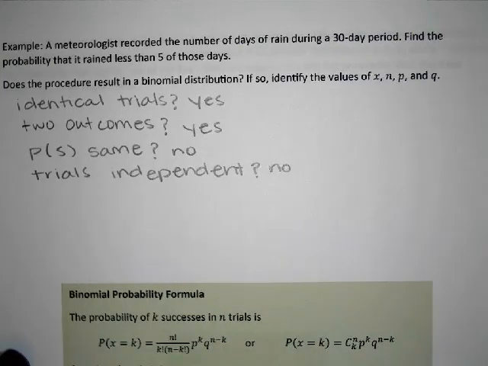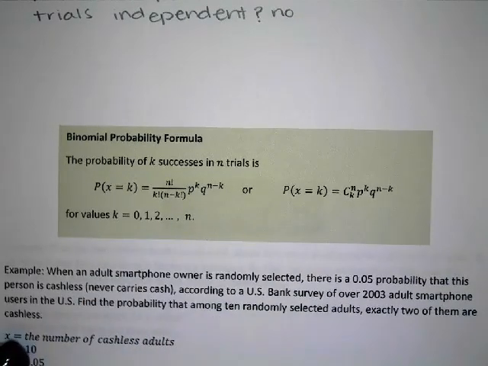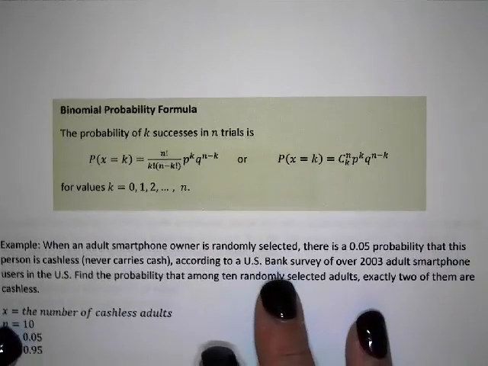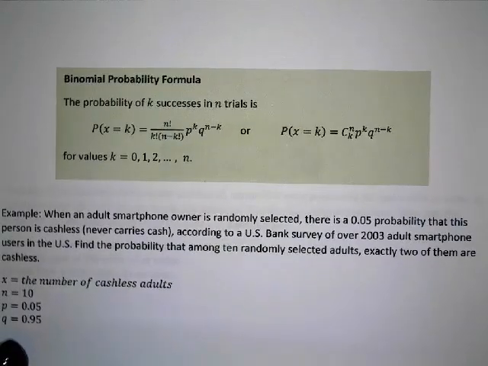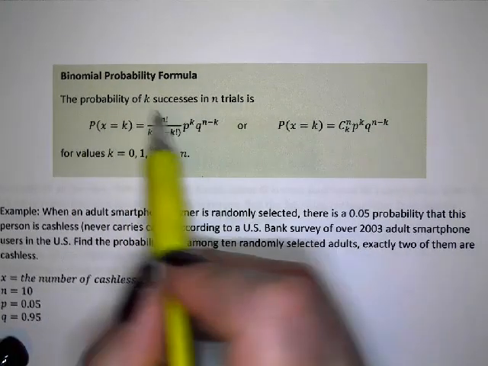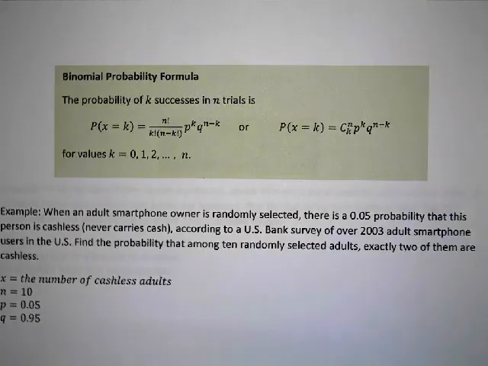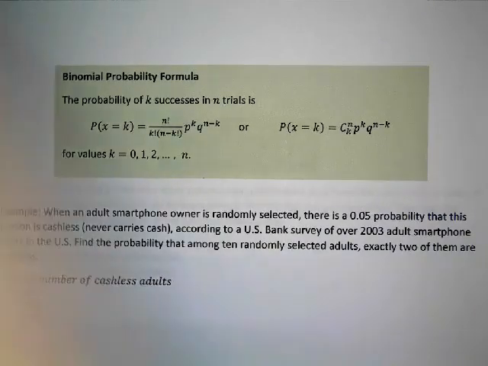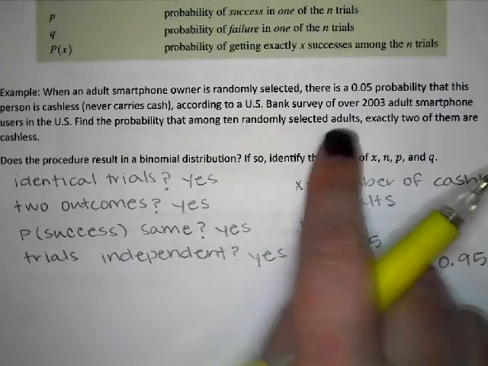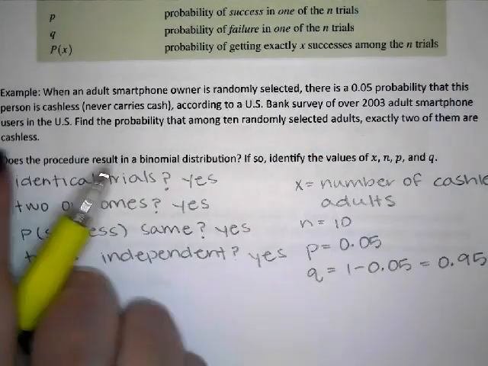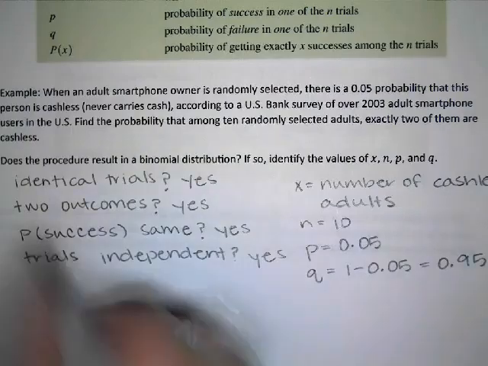All right, so now that we know how to recognize if a context for a problem is talking about a binomial distribution, now we want to look at, okay, well, what can we do with that once we have that information? So the probability of K successes is a specific number of successes. So if we're thinking back to that first example we have, find the probability that among 10 randomly selected adults, exactly 2 of them are cashless. This would be the formula we would use to help us figure that out.